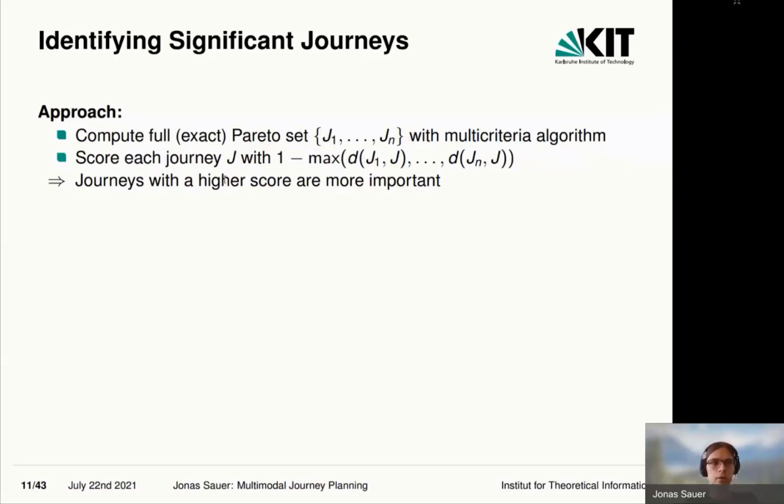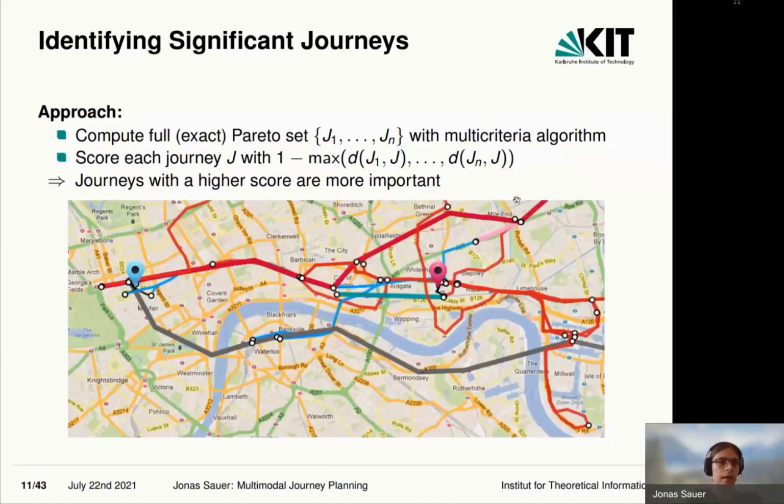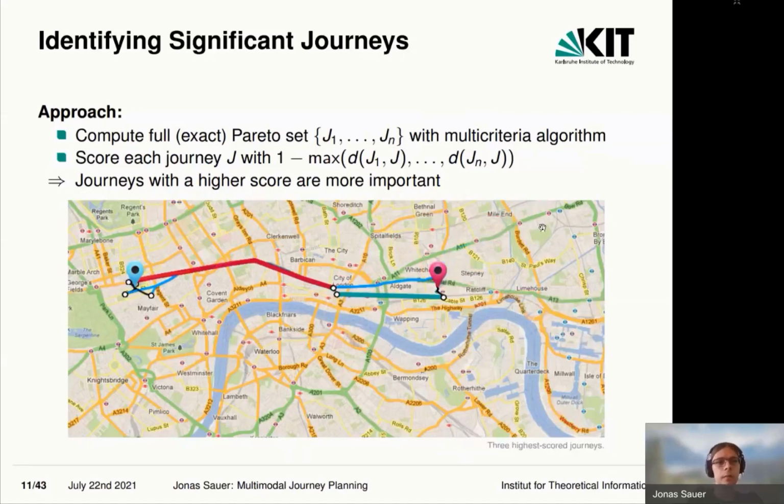So if we have a journey that dominates J entirely, then the score will be 0. And if we don't have any journey that dominates it at all, we will have a score of 1. And journeys that have a higher score are more important because there is no other journey in the Pareto set that dominates it highly. And if we look back to our excessively large full Pareto set, then if we apply that and only show the user the journeys with the highest score, then we might end up with something like that.